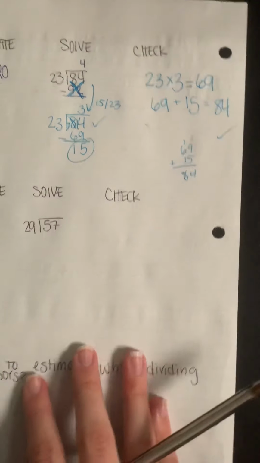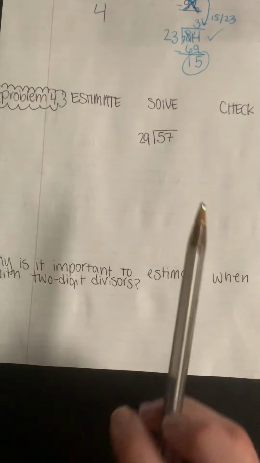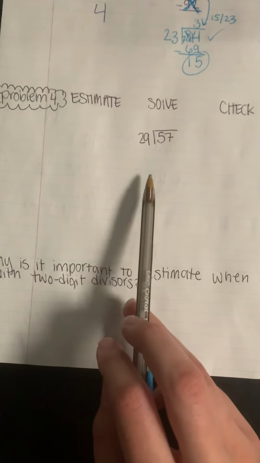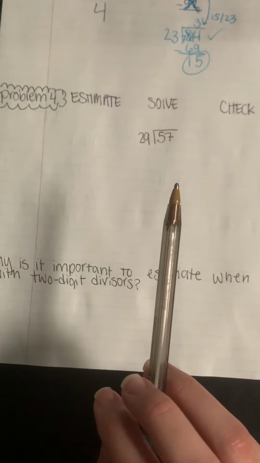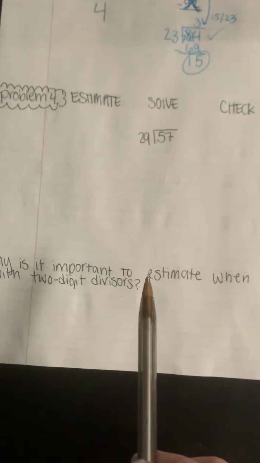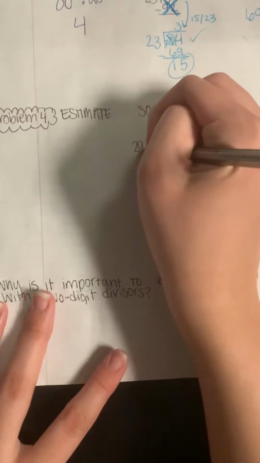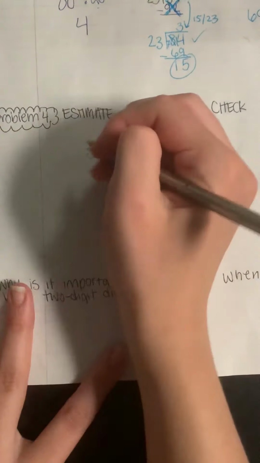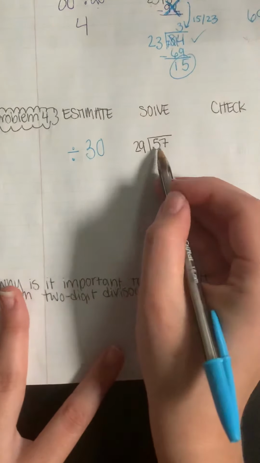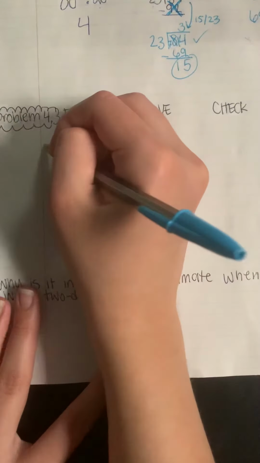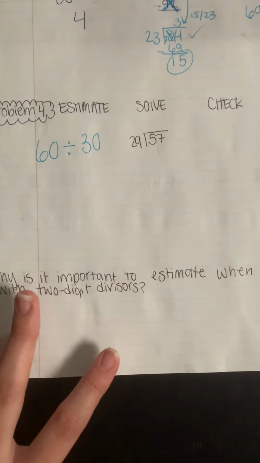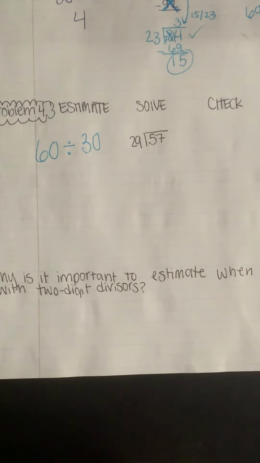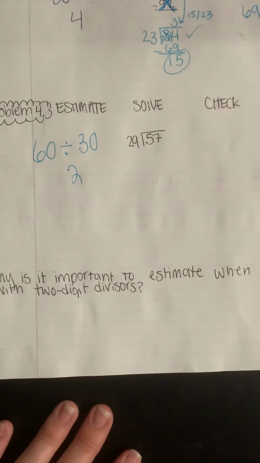All right, we'll do one more. 57 divided by 29. So we're going to round 29 to 30, and we need a multiple of 30 that will get us really close to 57. So 30, 60, 90, 120, 60 will be the closest thing. So our estimate is 2.